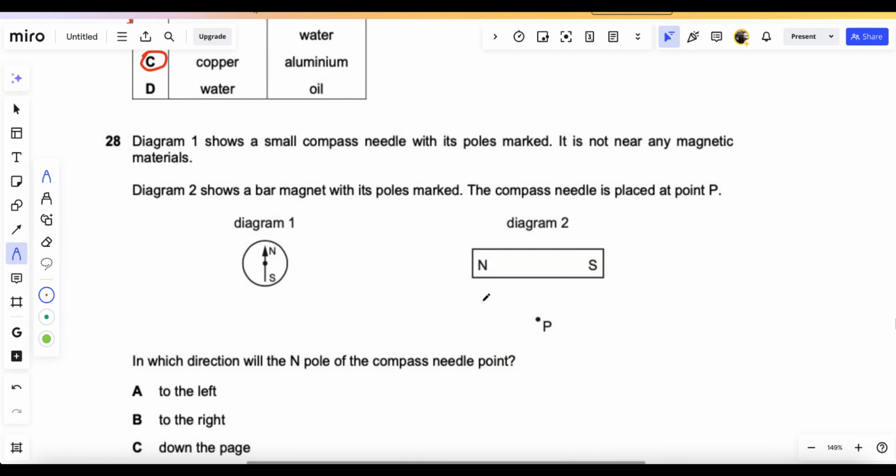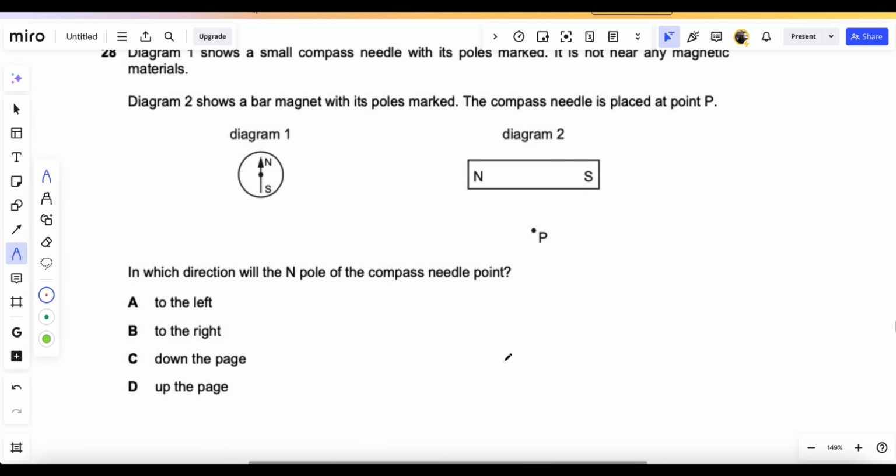Question 28. Diagram 1 shows a small compass needle with its pole marked. It is not near any magnetic material. Diagram 2 shows a bar magnet with its pole marked. The compass needle is placed at point P. Now this is diagram 1, this is diagram 2. In which direction will the north pole of the compass needle point?